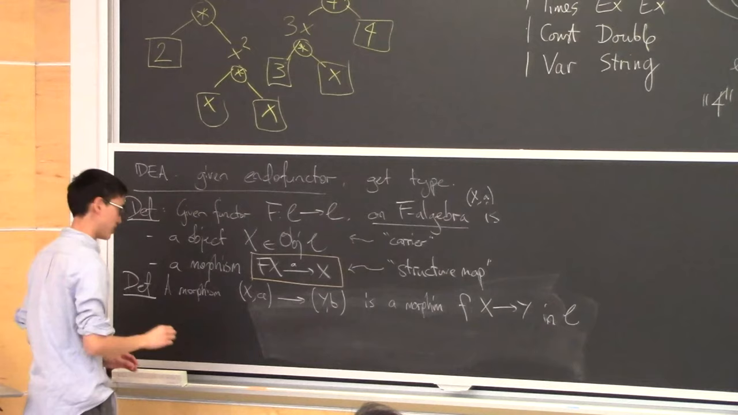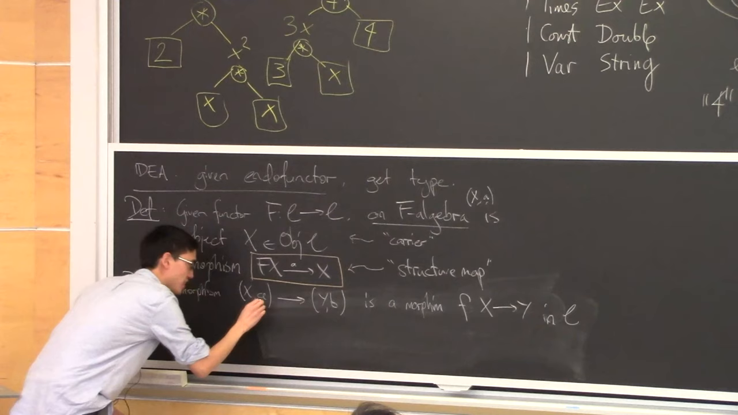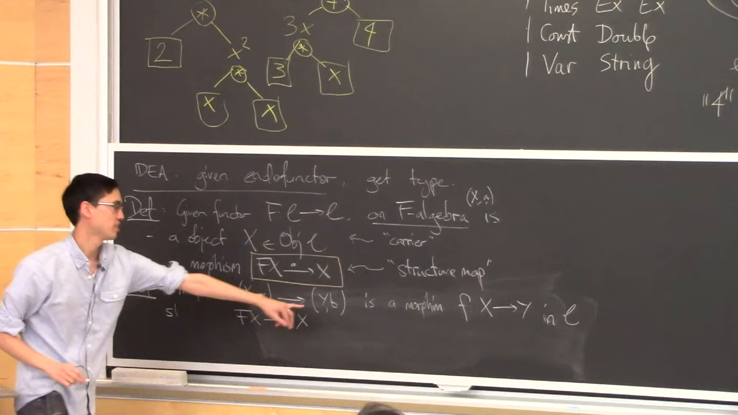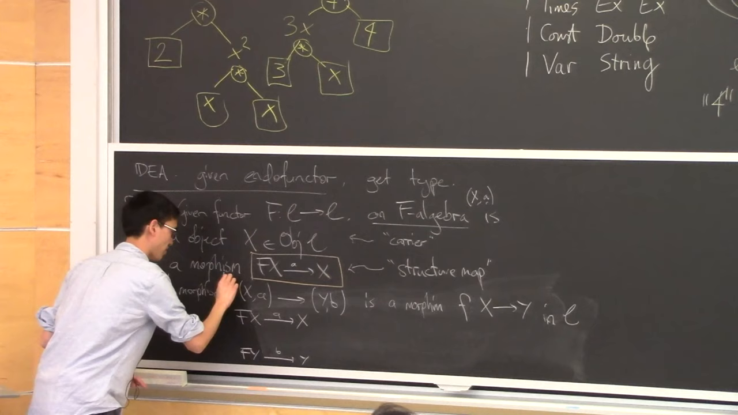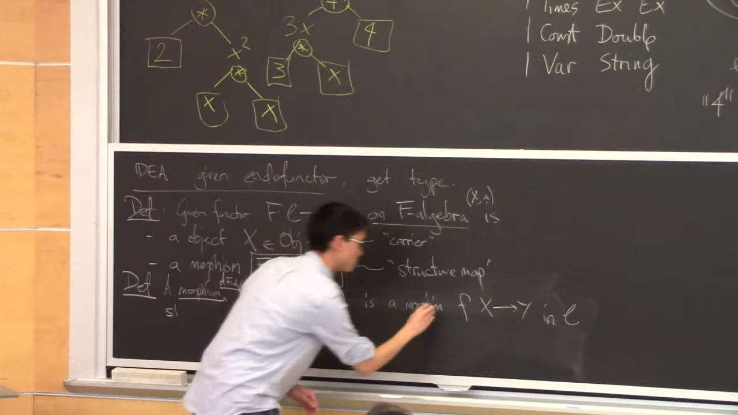now what do we have? This algebra here is a map from FX to X, called A. This algebra here is a map from FY to Y, called B. And then we're saying a morphism, let's be a bit more precise, of F algebras is a morphism here, so f from X to Y.